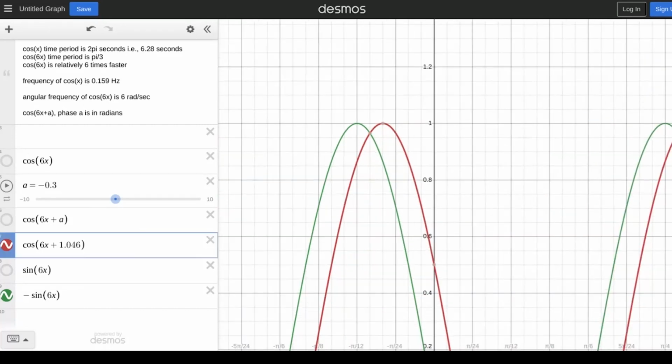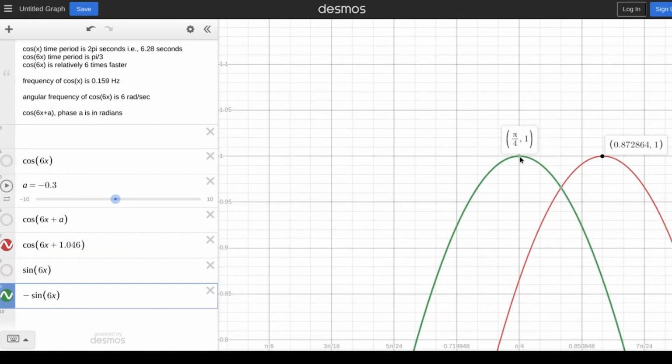What this x is 0.872, okay, minus this, how much is it? Pi by 4. Can someone differentiate these two and tell me? The time where this peak reaches is 0.8728. The time where this reaches the peak is pi by 4. Can you calculate the delay? 0.87. This is pi by 4. Amplitude is 1. Peak happens.